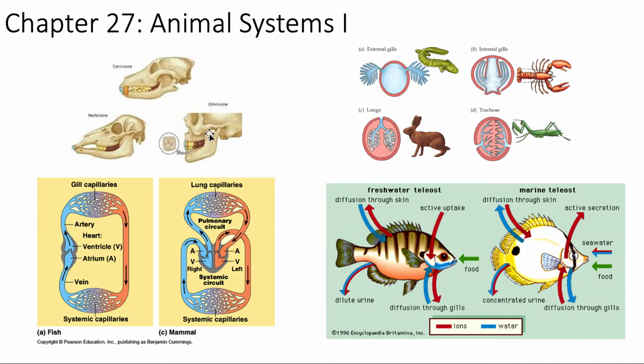So digestion here. Reason for this: remember, we're heterotrophs, so we have to consume other organisms, whether it's a plant, which is a living organism, as well as an animal. So therefore, we have to obtain energy. So your diet can be seen through pretty much what type of teeth you have.